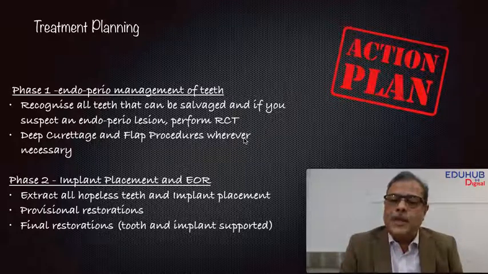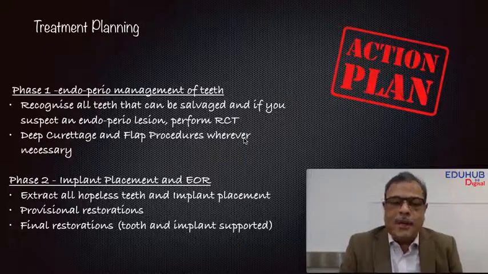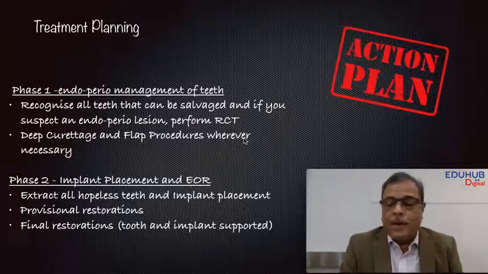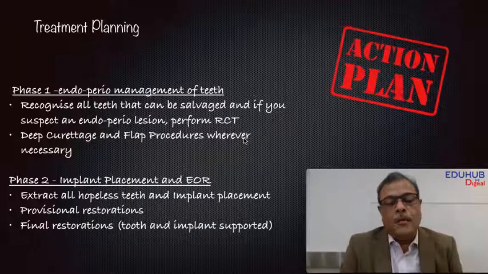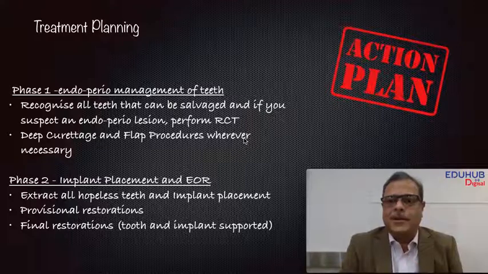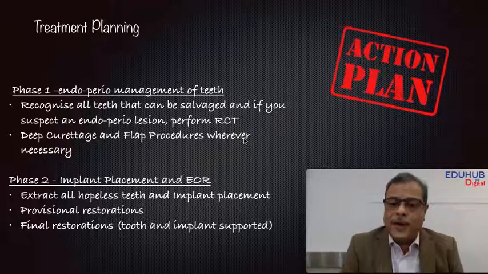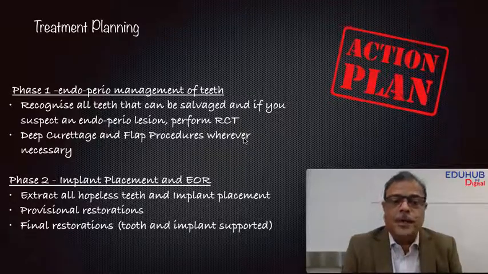Phase two will be to place the implants and, of course, to do the aesthetic oral rehabilitation because you're extracting all hopeless teeth and placing implants. You can do an immediate placement as well. Provisional restorations which are planned before so that you can stabilize the teeth as well as give the solution to the patient instantly. He can go and he doesn't have to be embarrassed without teeth. And then, of course, wait for a sufficiently long period for everything to heal well before you make the final restorations, which can be tooth supported and implant supported. So this is the overall action plan with which you proceed.